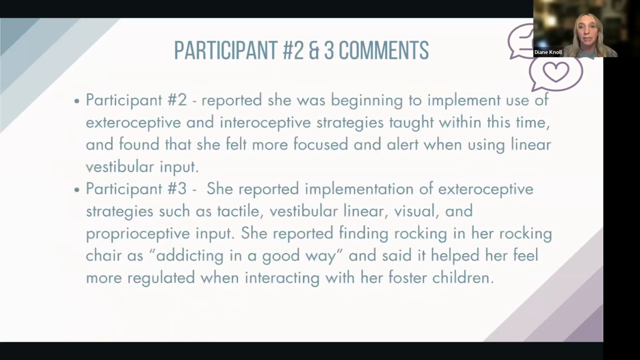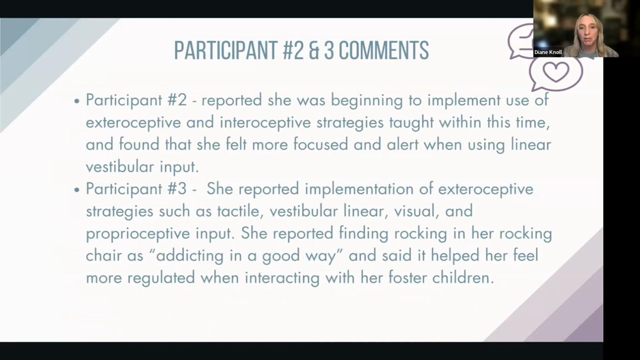And then even though these two didn't get to finish the program, participant 2 did say she was beginning to start using some of the exteroceptive and interoceptive strategies taught. And she found she felt more focused and alert when using linear vestibular input. She had a yoga swing in her house that she used with her kids. And then she started using it. It was like, oh, even just a minute of this makes a big difference for focus.